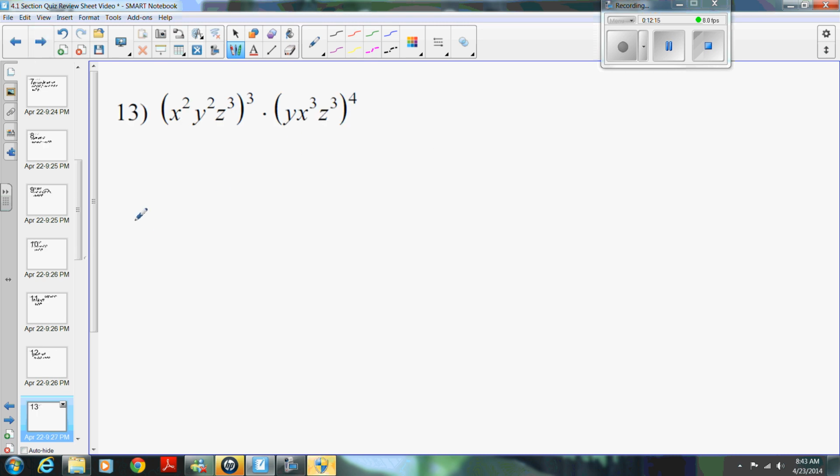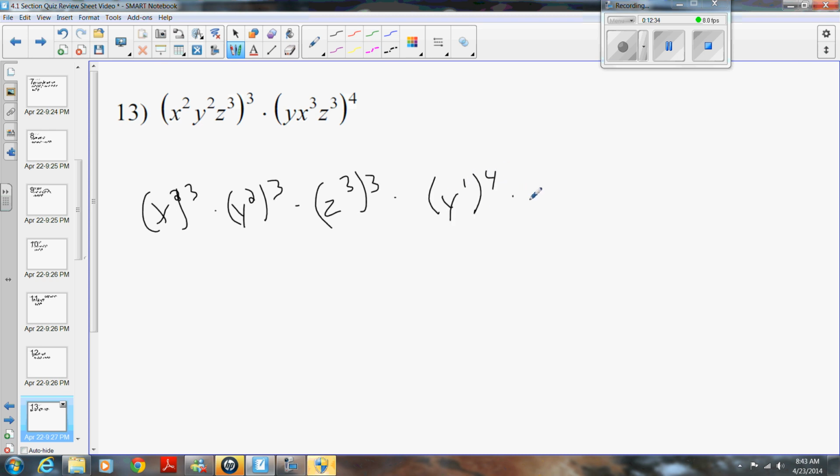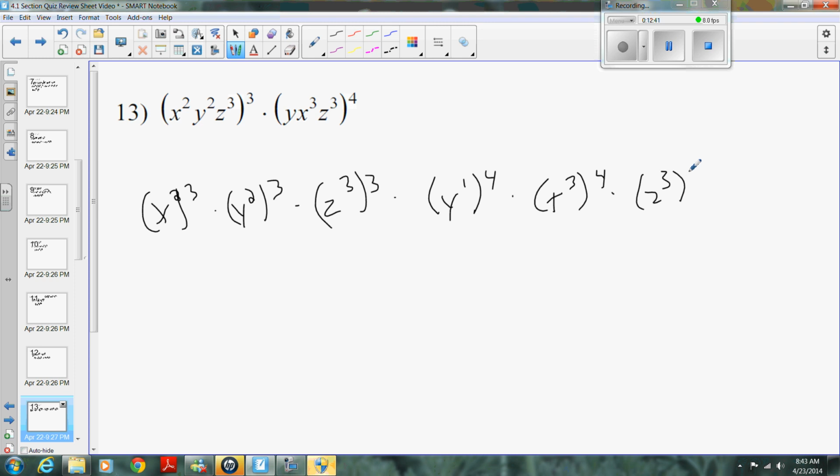Okay. All right. So this is x squared quantity cubed times y squared quantity cubed times z to the third power quantity cubed times y to the first power to the fourth times x to the third power raised to the fourth times z to the third power raised to the fourth. So you see, all I did was take all of these products, these 3 products inside both of these terms, and raise them individually to the third, fourth, fourth, fourth.